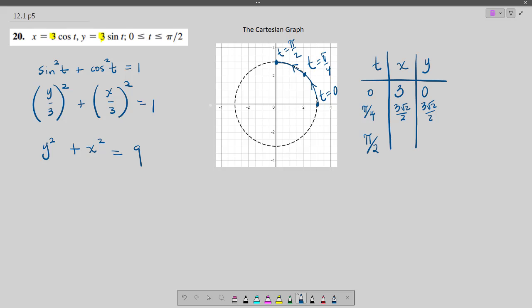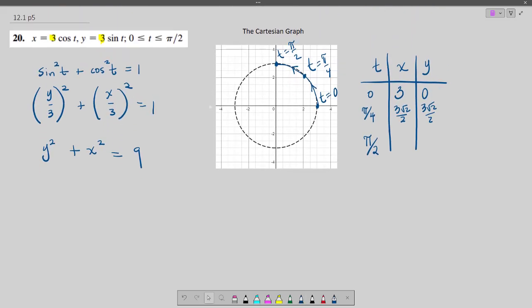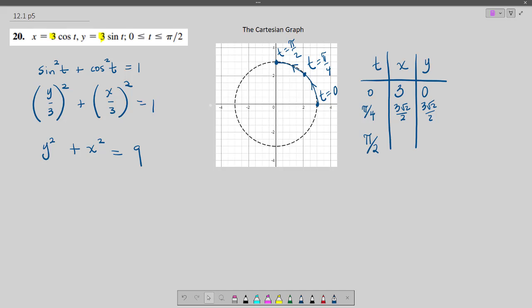So parametric curve: graph the Cartesian, and then use the domain to figure out the points in your parametric curve, and then plot the orientation. Any questions? Oh, I didn't put these in here. So pi over 2, cosine of pi over 2 is 0. Sine of pi over 2 is 1. 1 times 3 is 3. So there we have our parametric points.